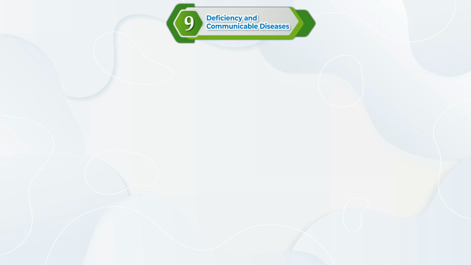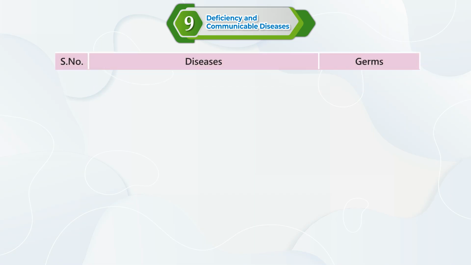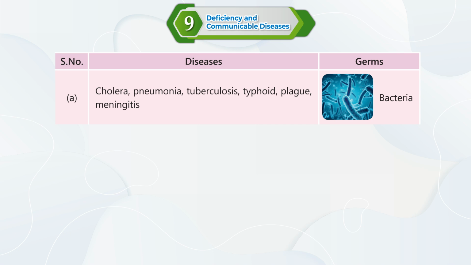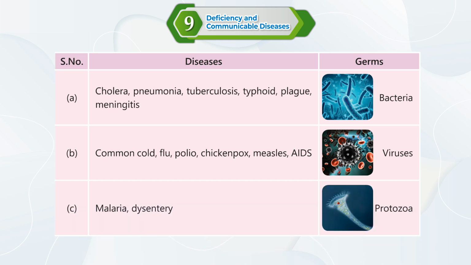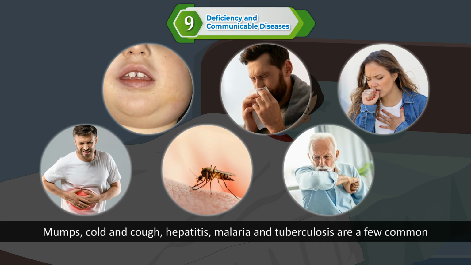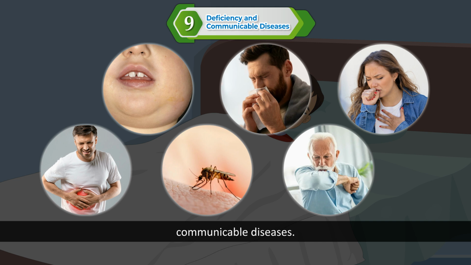For example, diseases and germs. A. Cholera, pneumonia, tuberculosis, typhoid, plague, meningitis. Bacteria. B. Common cold, flu, polio, chickenpox, measles, AIDS. Viruses. C. Malaria, dysentery. Protozoa. Mumps, cold and cough, hepatitis, malaria and tuberculosis are a few common communicable diseases.